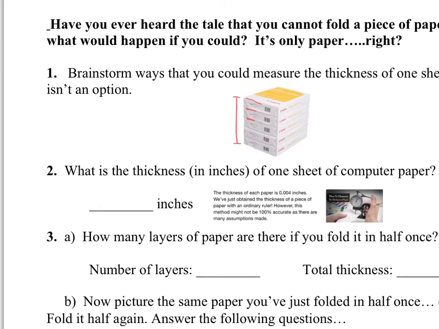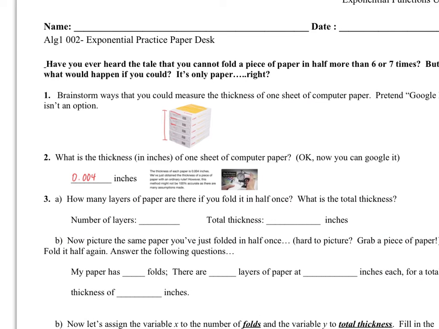The internet told me that a single sheet of paper is 0.004 inches thick. So now let's think about how many layers of paper there are depending on how many folds we have. If you can picture a single sheet of paper, then that has one layer. Imagine if you fold your piece of paper in half once, how many layers would there be? There would be 2, which means my total thickness would be 0.008 inches. 0.004 for the first layer and 0.004 for the second layer would make 0.008 inches total.